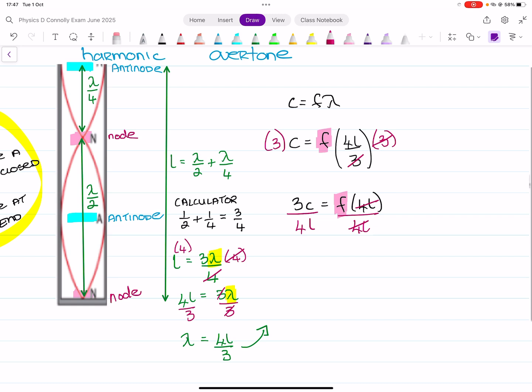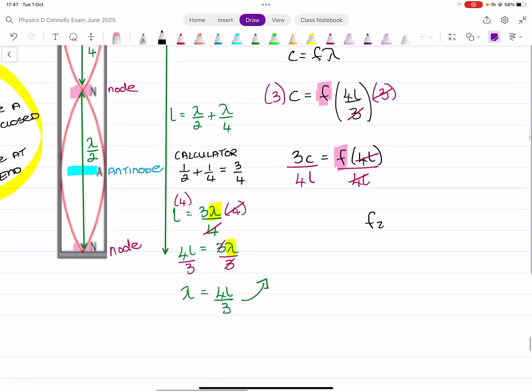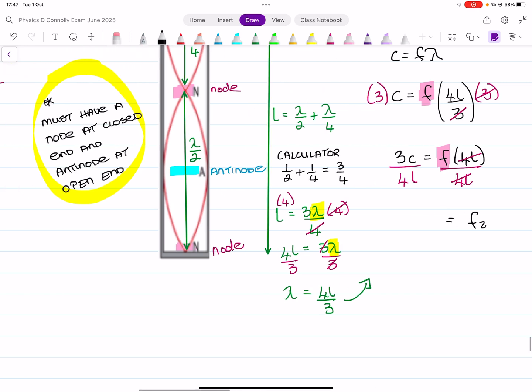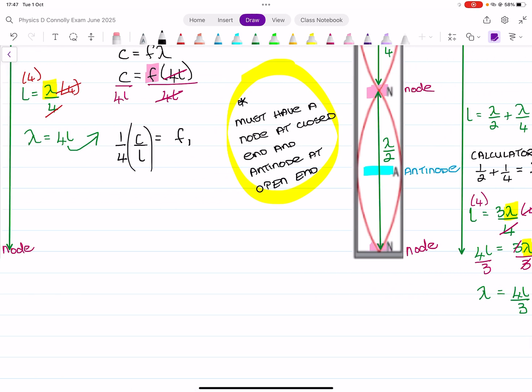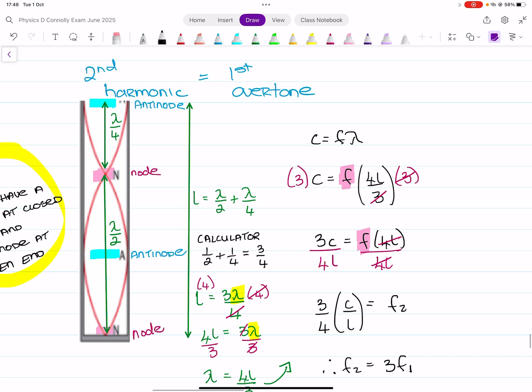Now, this is my second harmonic, so we'll call it F2. And so this was 1/4 of C over L, and this one is 3/4. Can you see that? So it's 3/4 of C over L. So is it fair to say that the second harmonic is 3 times the first harmonic? Okay. We are going to do one more.